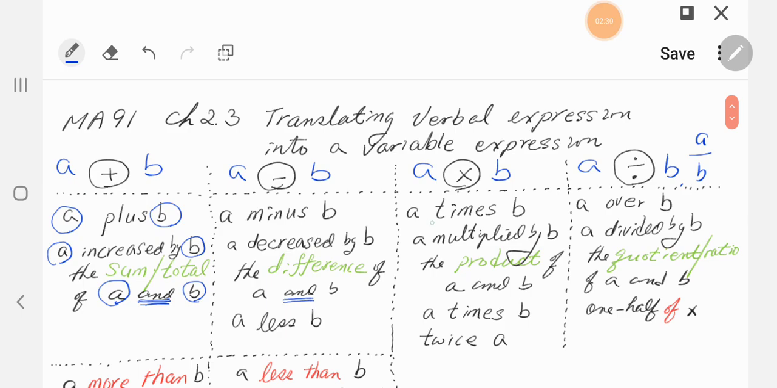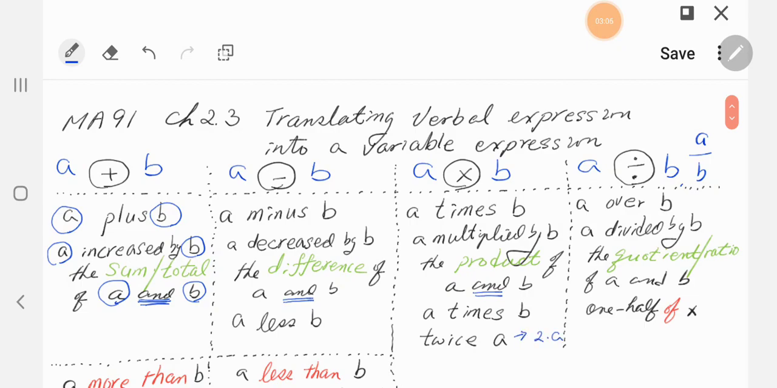Even the multiplication, a times b means a times b. A comes first, b comes later. A multiplied by b means a times b. The product of a and b, the product means multiplication. So replace this "and" with what? Multiplication. So the product of a and b means a times b. And a times b means a times b, right? A multiplied by b. Twice a means what? 2 times a, right?